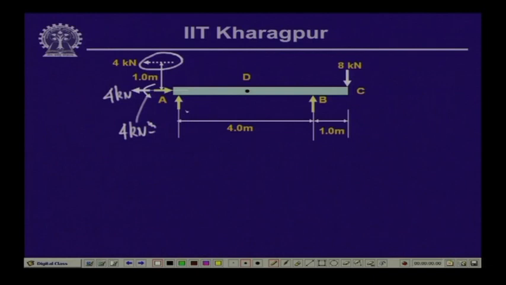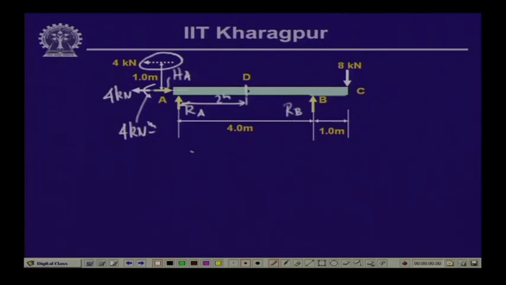Now, the reactive forces which are acting at A and B, let us call them H A, R A, and R B, and there is an overhang of 1 meter from B. Because we need to evaluate the bending moment and shear force at this particular point D, which is at a distance of 2 meter from the left end, let us first compute the values of the reactive forces R A and R B.